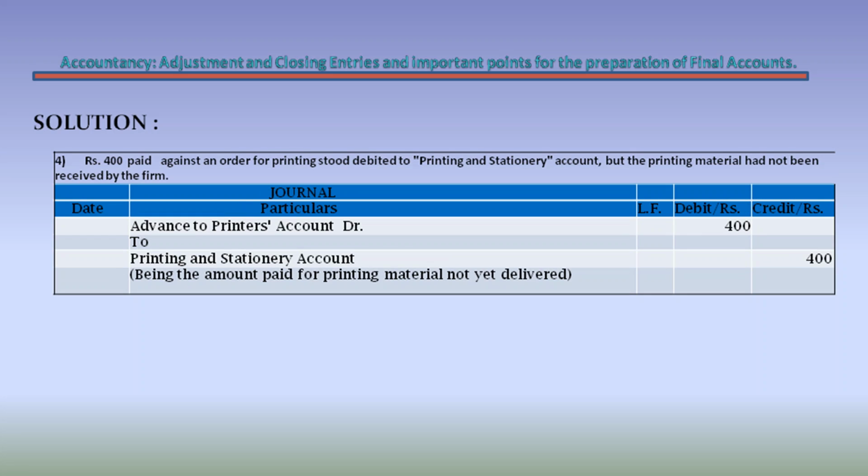Fourth adjustment. Rupees 400 paid against an order for printing stood debited to printing and stationery account, but the following material had not been received by the firm. So for this we need to pass advances to printers account debtor 400 rupees, to printing and stationery account 400 rupees, being the amount paid for printing material not yet delivered.